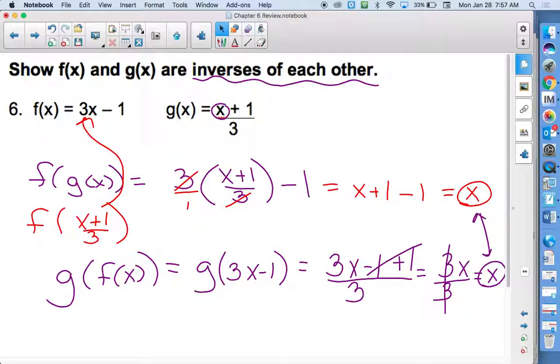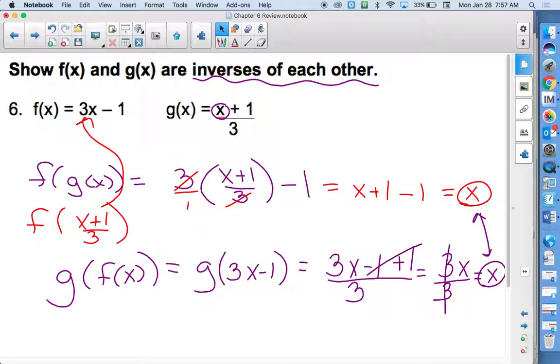So two functions are inverses of each other if essentially all of the parts of it cancel. The multiplication and the division, the addition and subtraction, they're canceling because they're undoing each other, which is why we're just left with x. That's the last thing in the problem that's not going to cancel out. Questions?